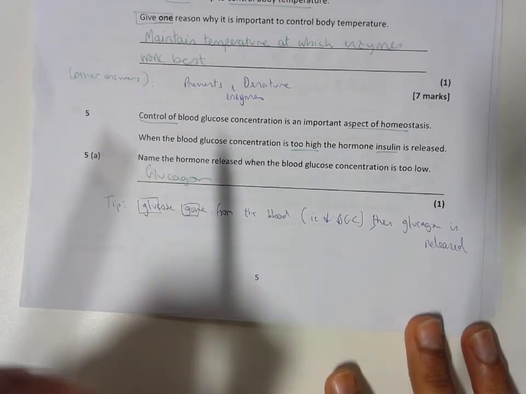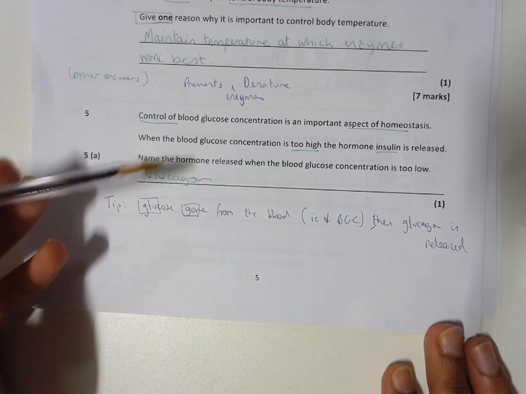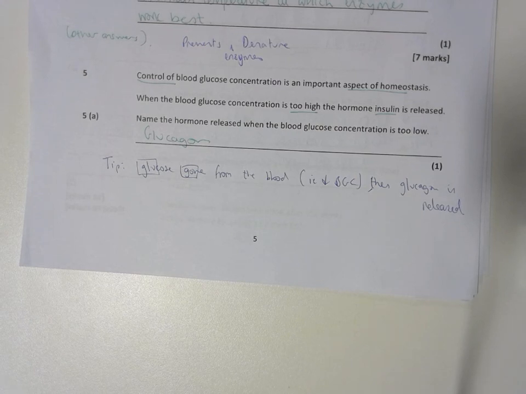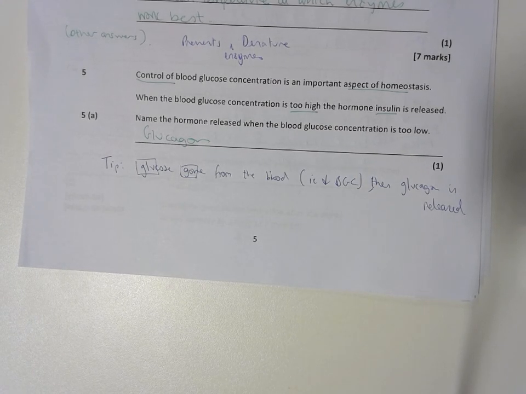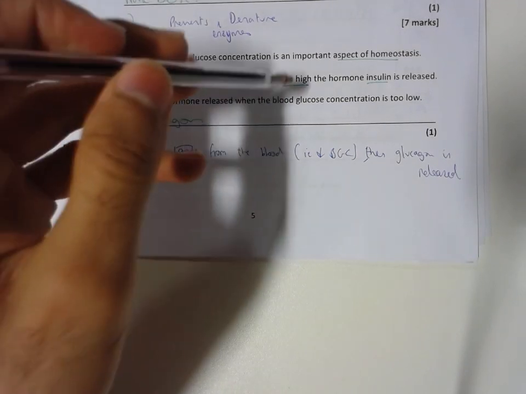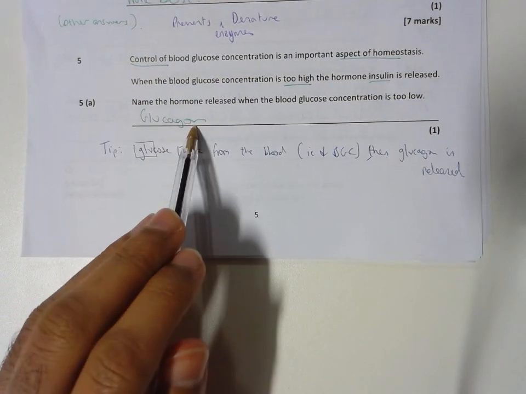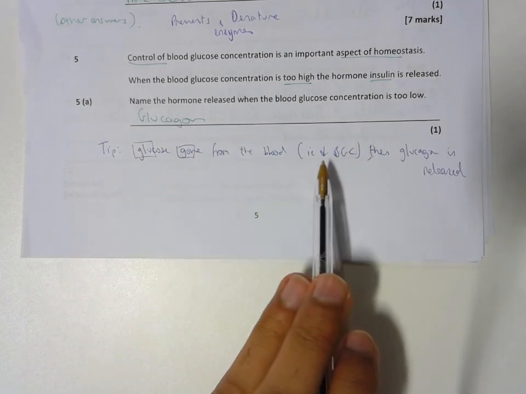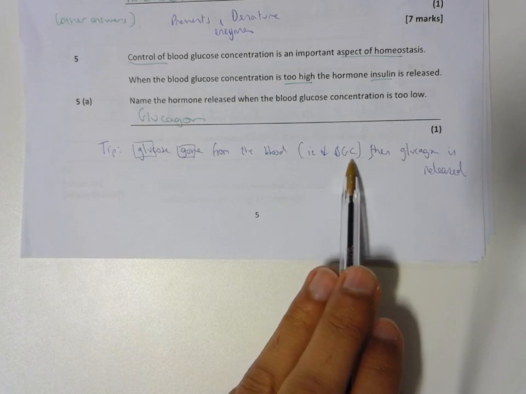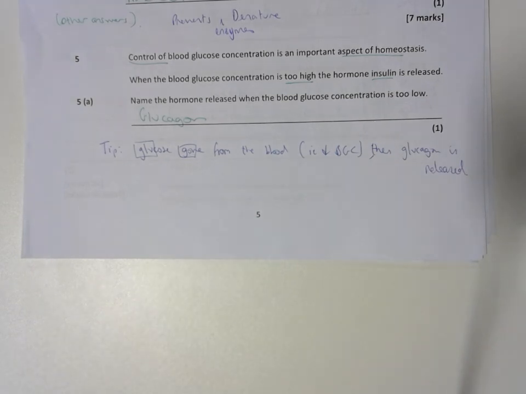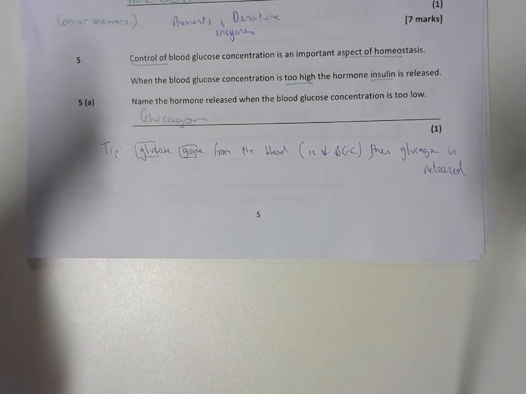Okay, number 5. Now, this number 5 has a few bits which are for the higher paper only, so you may not have studied this necessarily, but if you have, then great, follow along. If not, you can pick up some new ideas that you may not have learnt yet, but may learn later on. So, the hormone released when the blood glucose concentration is too low is glucagon. Remember, the little trick is if the glucose is gone from the blood, in other words, if the blood glucose levels are low, then glucagon is released. When is glucagon released? When the glucose is gone. If the glucose levels are too high in the blood, insulin is released.